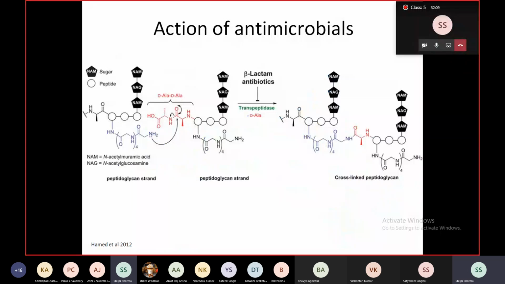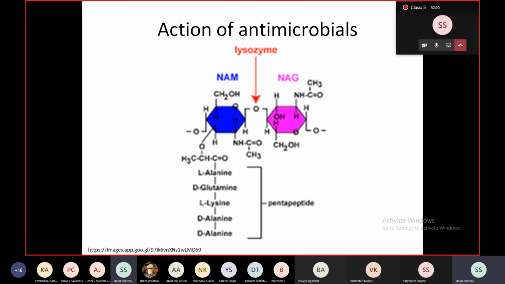Now, penicillin, for example, kills bacteria by inhibiting the transpeptidase which cross-links the peptidoglycan in the cell wall of a bacteria. Similarly, lysozyme also acts upon the cell wall. It breaks the glycosidic linkage, the beta-1,4 linkage that is between the NAM and NAG residue.